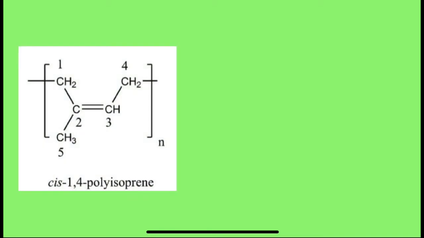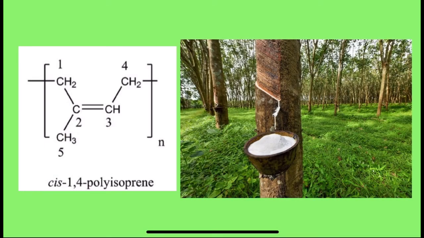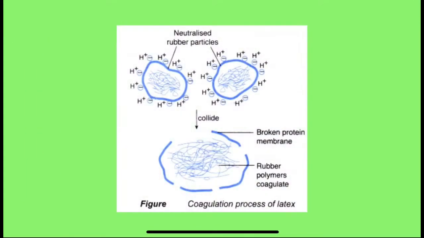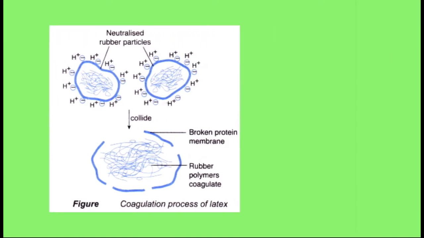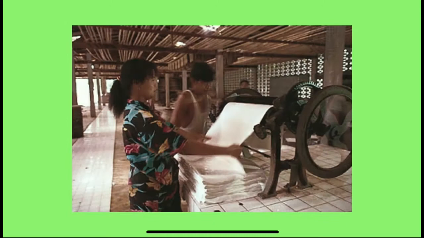The latex consists of an aqueous suspension of small particles, about 0.5 micrometers in diameter, of cis polyisoprene, a linear rubbery polymer of high molecular weight. After collecting the latex, rubber is recovered from the emulsion by coagulation with formic acid, creating crumbs that resemble curds of milk. The crumbs are then washed, dried between rolls, and compacted into blocks.